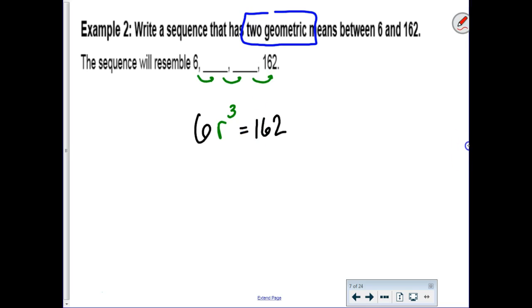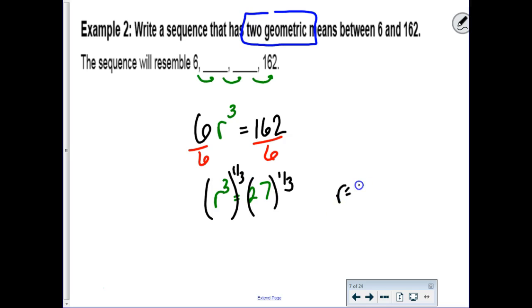So now your algebra needs to kick in. You're going to divide both sides by 6. And then everyone is either cube rooting, or you might want to get in the habit of doing reciprocal. What is 162 divided by 6? 27, thank you. Oh, we could probably do that in our head. So the cube root, or the 1/3 power of 27, is 3.